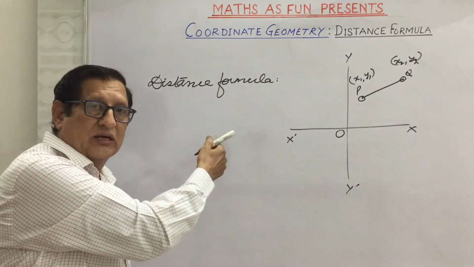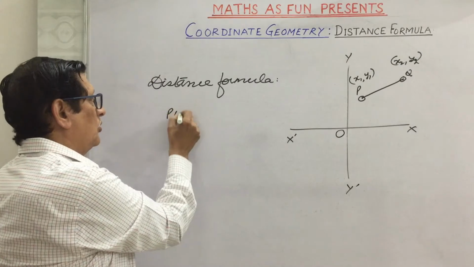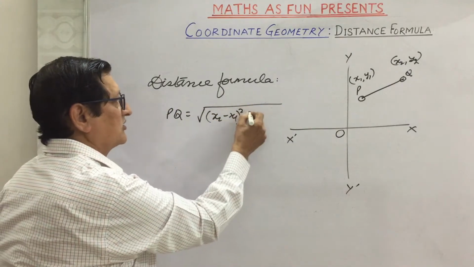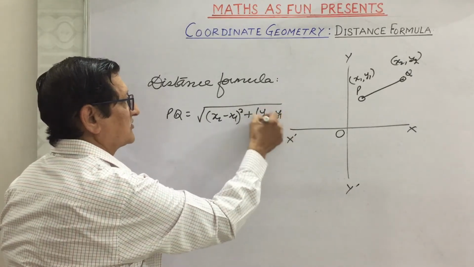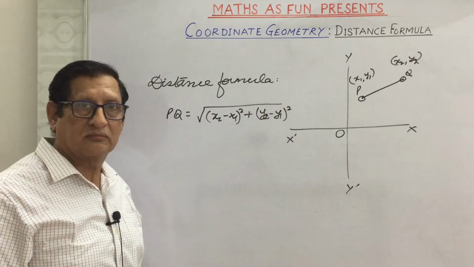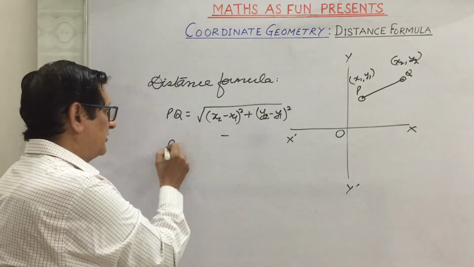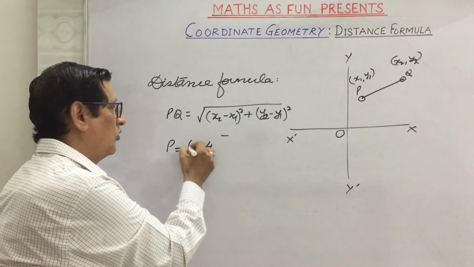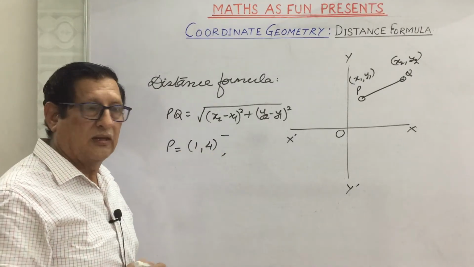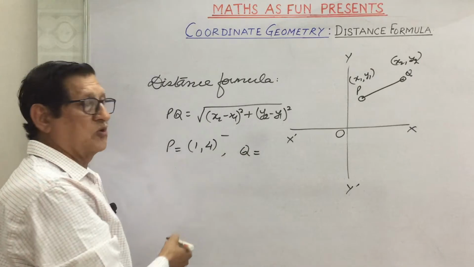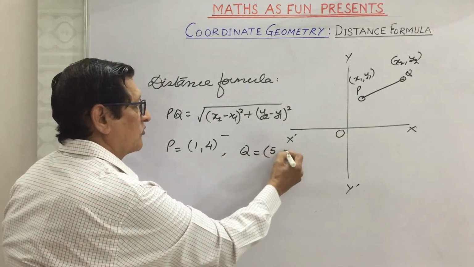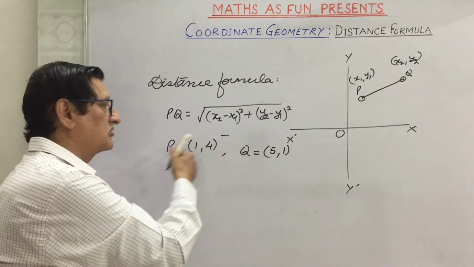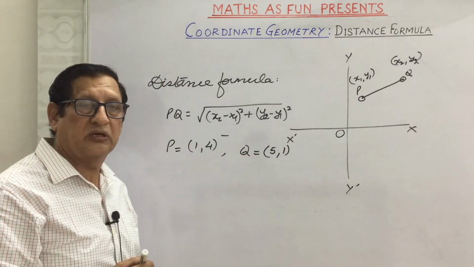And the distance formula is PQ is equal to root of x2 minus x1 whole square plus y2 minus y1 whole square. Suppose we have been given that P is the point which is 1, 4 and Q, the coordinates of Q are suppose 5, 1. And we want to find out the distance between the points P and Q.